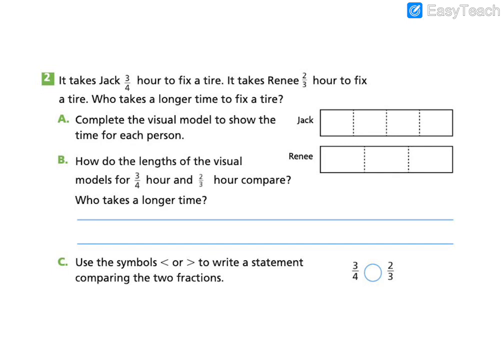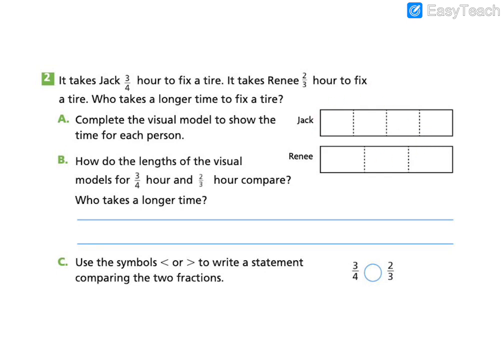Let's go ahead and take a look at number 2. It takes Jack 3/4 of an hour to fix a tire. It takes Renee 2/3 of an hour to fix a tire. Who takes a longer time to fix a tire? Complete the visual model to show the time for each person. Okay, so we're going to start with this problem because it already has a model drawn for us.